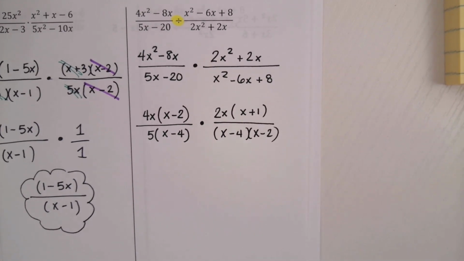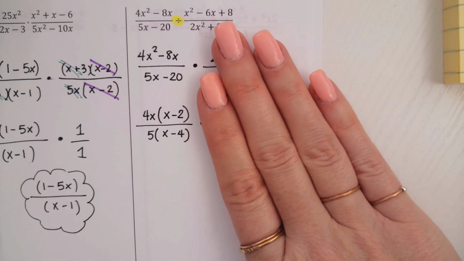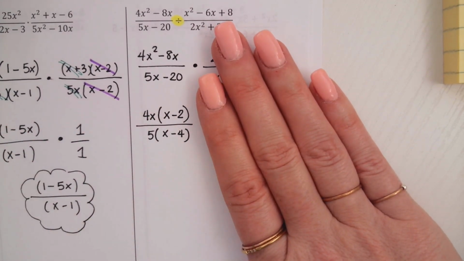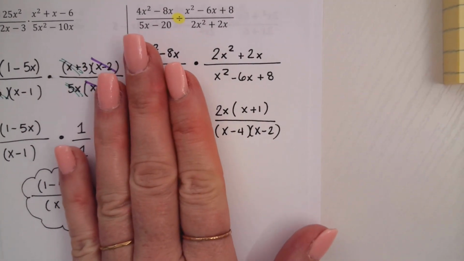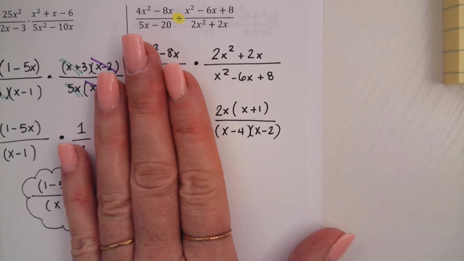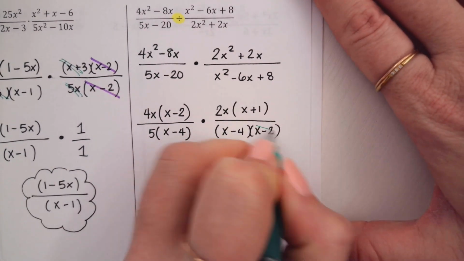Okay, so again, we're looking within a fraction itself. So we're looking within the first fraction. Do I see anything that's going to cancel out? What about these x's? They're in parentheses. Good. On the second one, do I see anything within the fraction itself? Nothing within the fraction itself. Okay, now we get to look diagonally. What do we see diagonally? The x minus 2's.